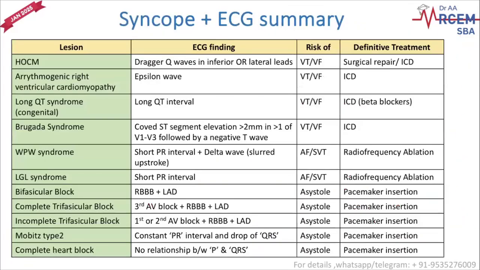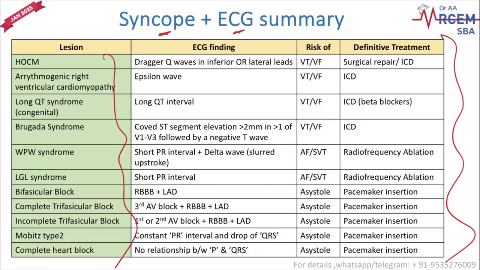So a summary of syncope and ECG has been given in this tabular form. This basically summarizes everything we have learned from the previous class and this class, so that everything is in one place and it becomes easier for you when revising before the exam. So what do you need to remember? Whenever a question comes in the exam on syncope and they have given an ECG, these are the differential diagnoses.